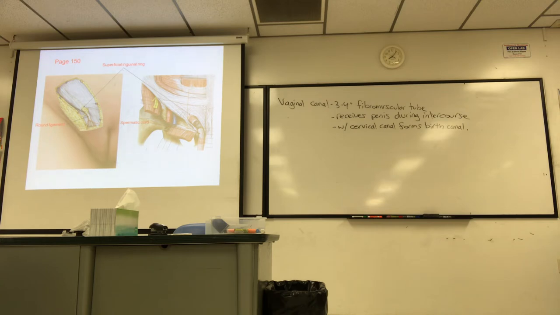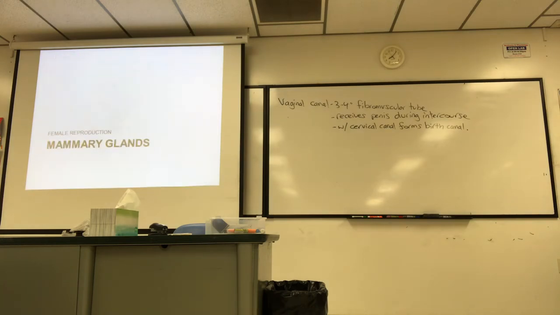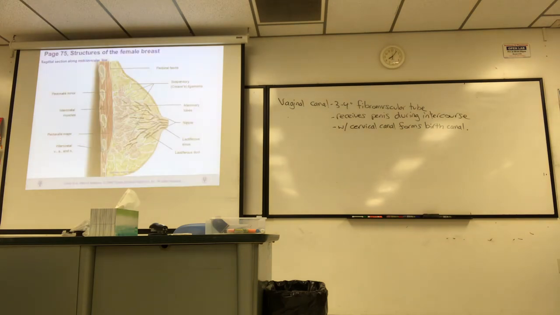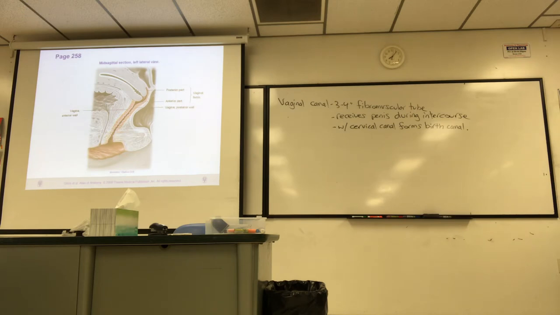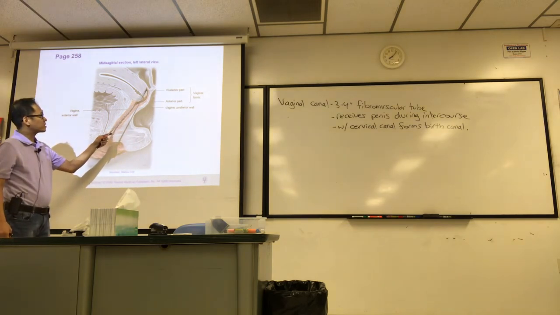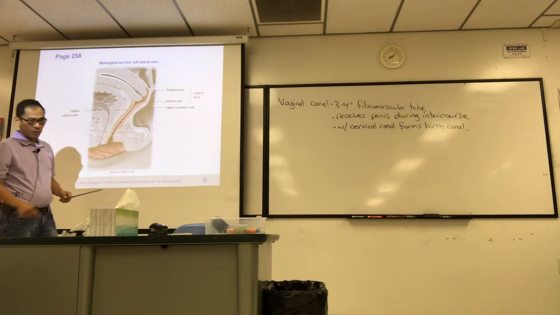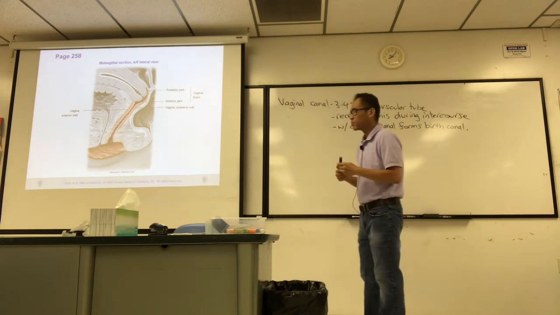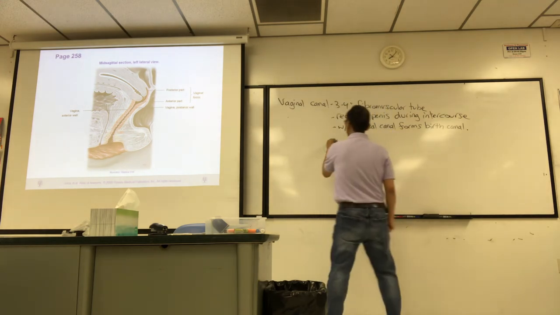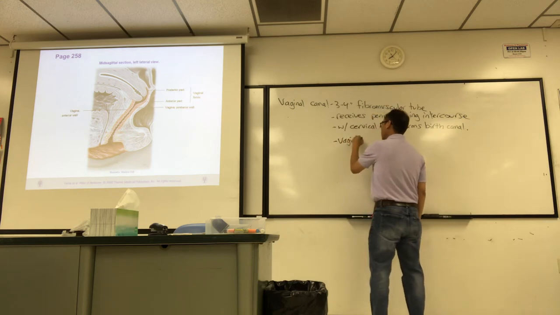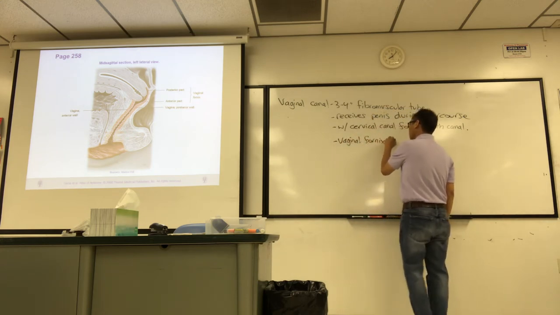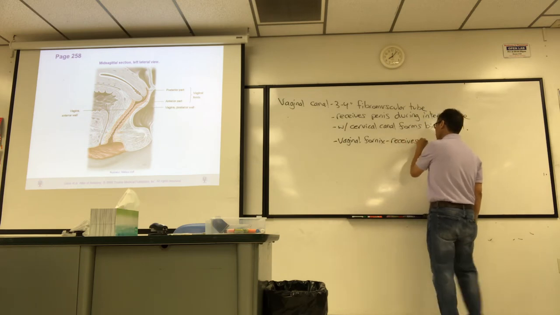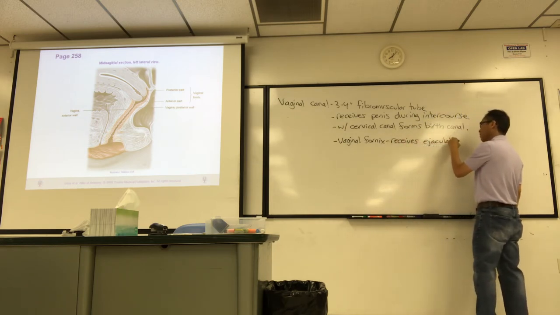Okay, well anyways. I should have mentioned the fornix. There's the vaginal fornix. I didn't mention that before. That sliver there? That's where it is? Yeah, that's where, in the previous lecture I said it receives the ejaculate. Yeah, I'll write that down. Okay. Vaginal fornix. Receives ejaculate. Thanks for reminding me of that. That's important.